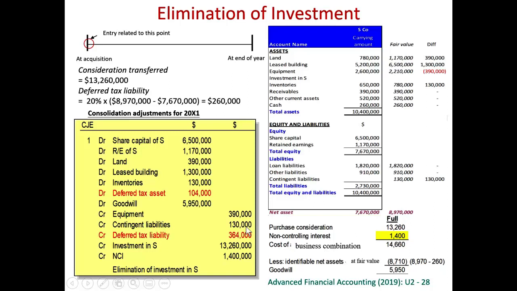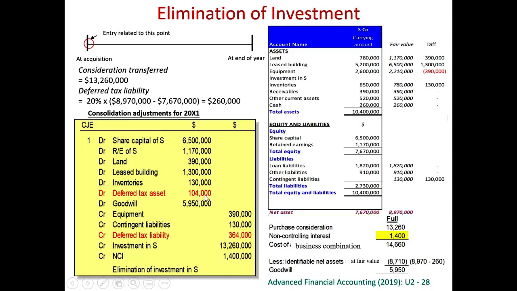Assuming that we cannot offset the deferred tax asset and deferred tax liability, this is the normal case. So land, building, inventory, the increase in fair value will attract a deferred tax liability. 20% of this 1,820,000, 20% means 364,000. And for these 2 credits, altogether 520,000 will attract a deferred tax asset, 20%. So 520,000 times 20% is 104,000 deferred tax asset.